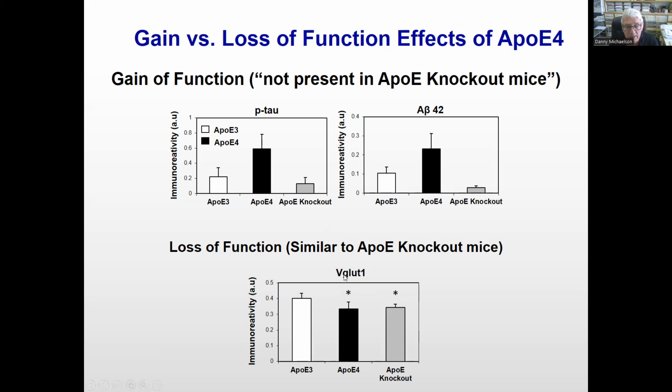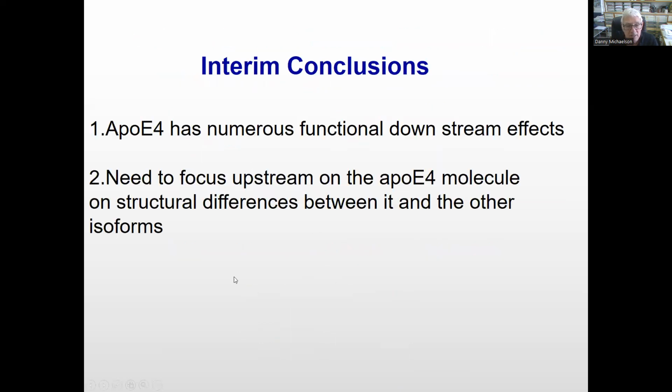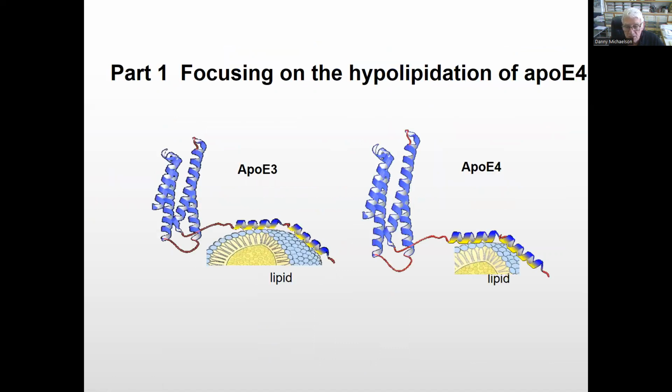And to us, a main take-home message from these findings is that we need to focus upstream on the ApoE4 molecule, on the structure of it, and not on what the functional consequences of these are, okay? Because as we saw earlier, there are two types of functional consequences which are opposite in the interpretation, and therefore we think we have to focus on the molecule itself, what is different in the structure of the ApoE4 protein and the ApoE3 protein. So let's start in this direction.